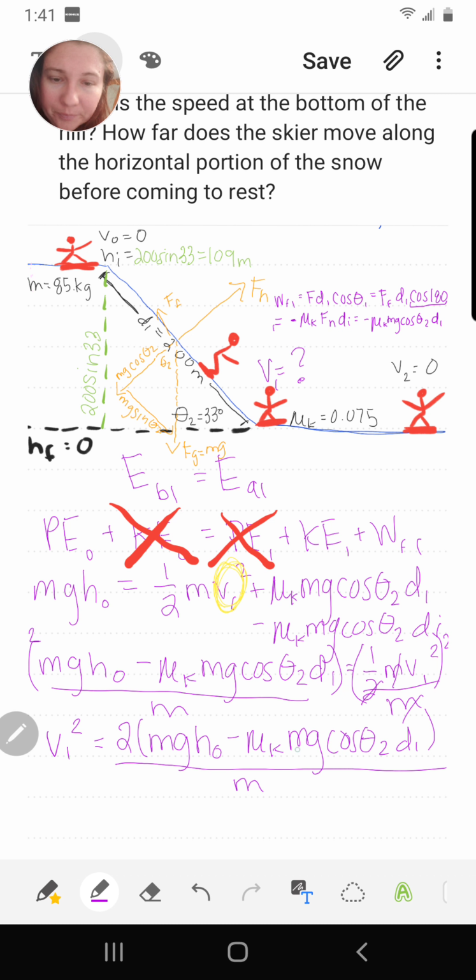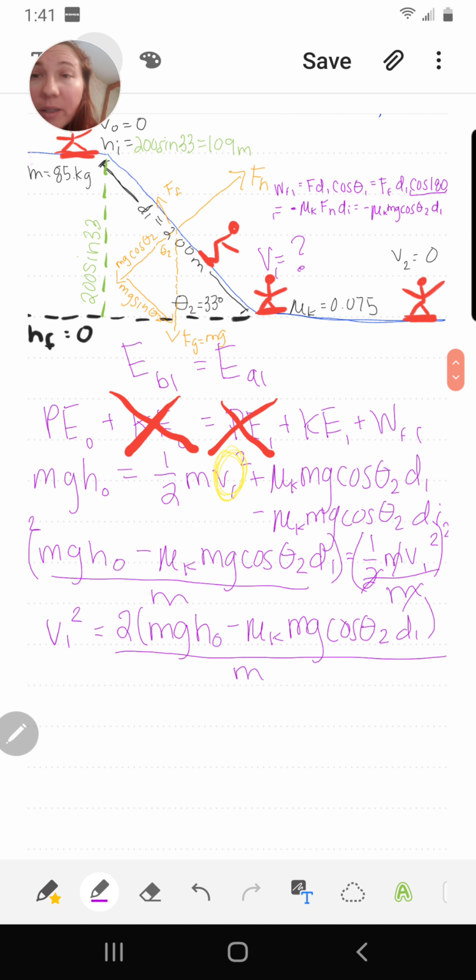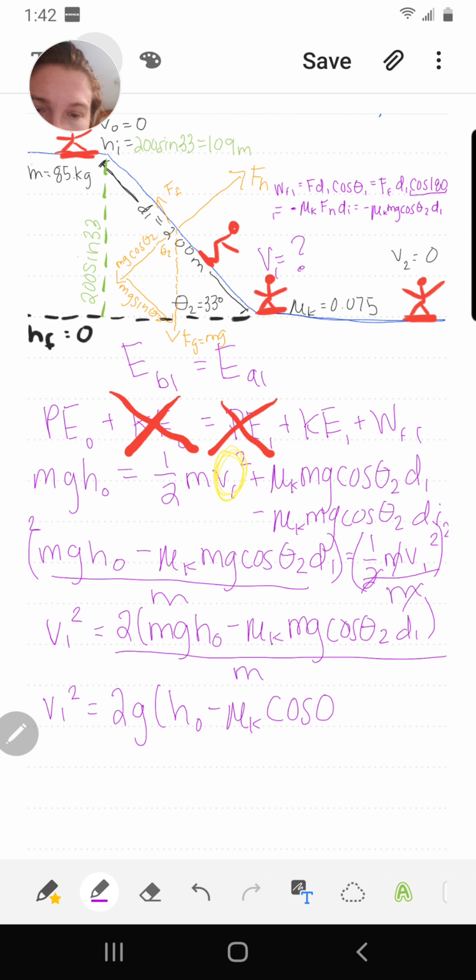Well, I kind of see that mass and gravity can be taken out of the parentheses, and they look like they can cancel out with the bottom. So I'm going to do that and make a little less work for me. So we're left with 2g times the initial height minus coefficient of friction times the cosine of theta 2 times the distance.